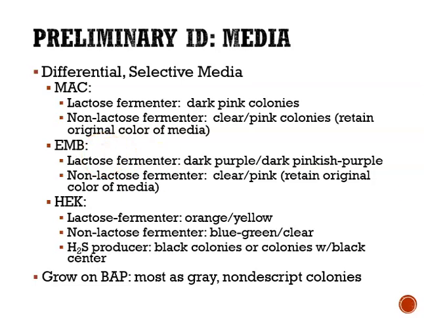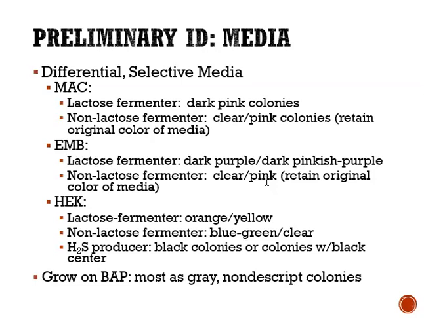So on the MacConkey and the EMB, which both start out kind of a pink color, once those organisms ferment the lactose, you're going to see a color change in the media, which is what makes these media differential. So on your MacConkey, lactose fermenters are going to appear as dark pink colonies. Non-lactose fermenters will not change the color of the original media, so the colonies kind of stay clear to pink. They kind of blend into the media. Same down here with the EMB, except you're going to have a darker purple or a dark pinkish purple with those lactose fermenters. But same, no color change with the non-lactose fermenters.